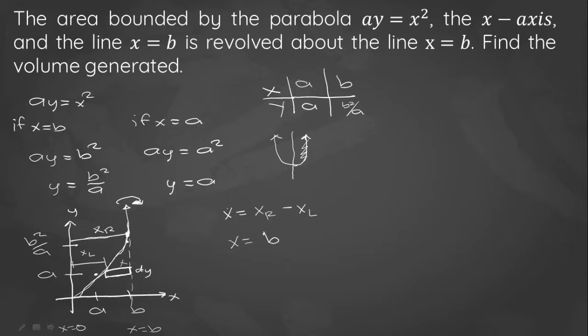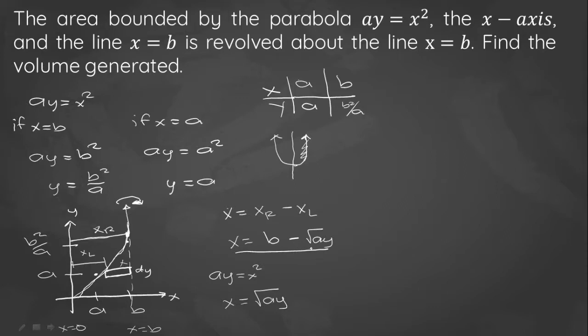Okay. Now the value of x left is our graph of our function, that is ay is equal to x squared. We can get that from ay is equal to x squared. Taking the square root of both sides, we have x is equal to square root of ay. So our x left function is equal to minus square root of ay.